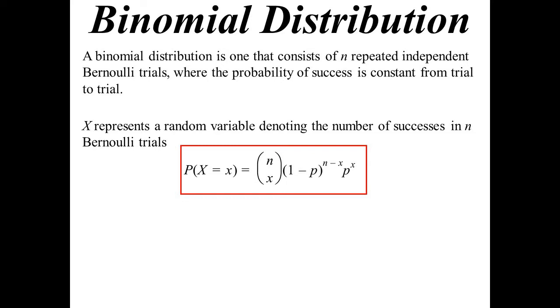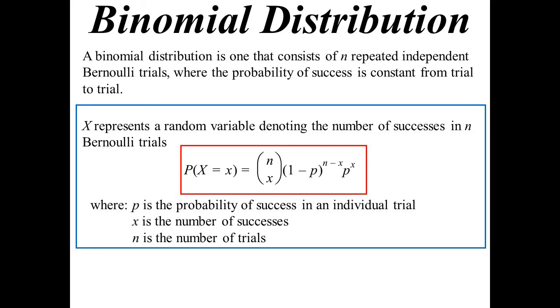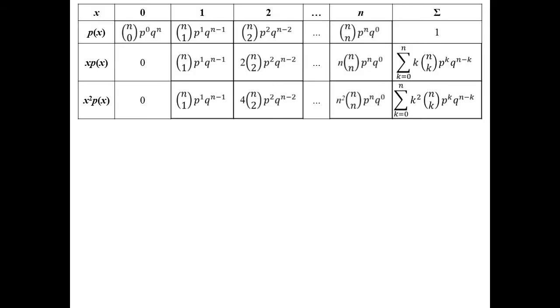is essentially binomial probability. So nCx, probability of success to the power of x, probability of failure to the power of n minus x. So p is the probability of success, x is the number of successes we're looking for, n is how many times we repeat the trial. Well, let's draw that up into a frequency distribution table.